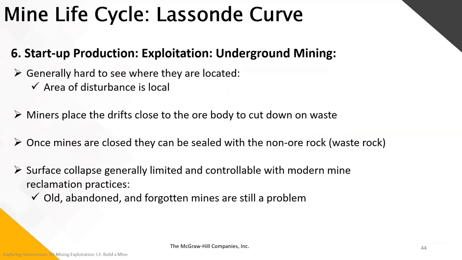If we move on to underground mining now, it is generally hard to see where they are located when we are on the surface. So the area of disturbance is very local. The miners place drifts close to the ore body to cut down on waste. Once the mines are closed, they can be sealed with the non-ore rock, the waste rock, and the surface collapse is generally limited and controllable with modern mine reclamation practices, which is a bit different from what was done in the past, from historical abandoned and forgotten mines, which is still a problem now. And keep in mind, even though visually they are not as visible as the open pit, physically they can have bigger impacts than open pits with everything that has to do with the stability of the soil around underground mining.